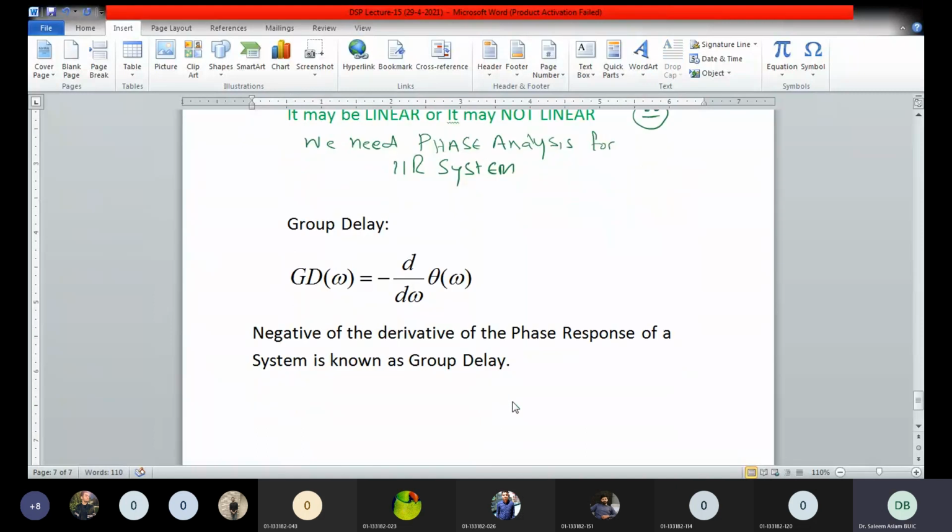All linear phase systems have constant group delay response.